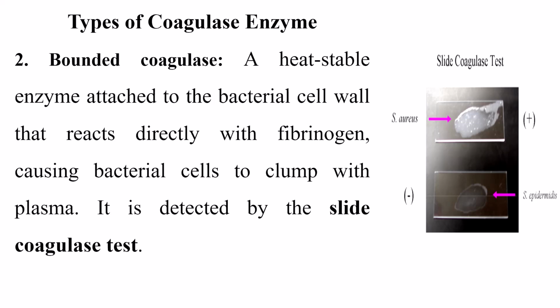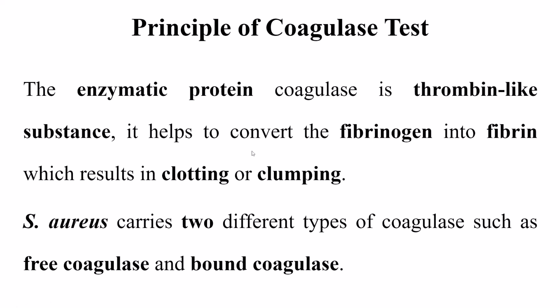While bound coagulase is a heat-stable enzyme that cannot change its structure easily. It's attached to the bacterial cell wall and reacts directly with fibrinogen and converts it to fibrin, causing the bacterial cell to clump with plasma. So it's detected by the slide coagulase test, while the free coagulase type is detected by the tube coagulase test.